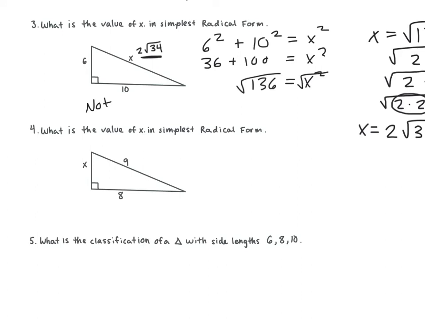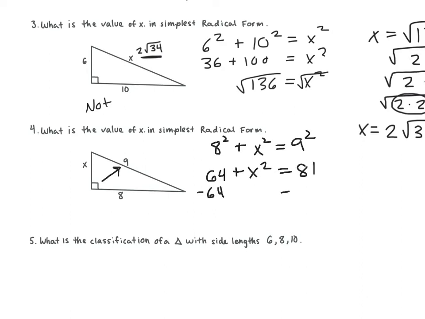Number 4, what is the value of x in simplest radical form? How do we find x here? Robbie. You would do 8 squared plus b squared. What's our b? X. So x squared. And what's our c? 9 squared. How did we know that 9 was going to be our c? Because it's across from the right angle. So what's 8 squared? 64. Plus x squared is equal to, what's 9 squared? 81.